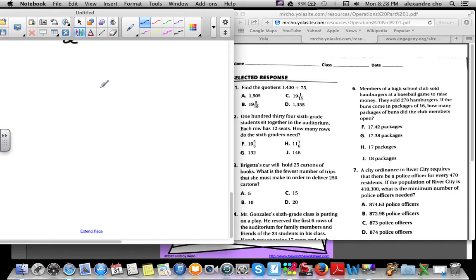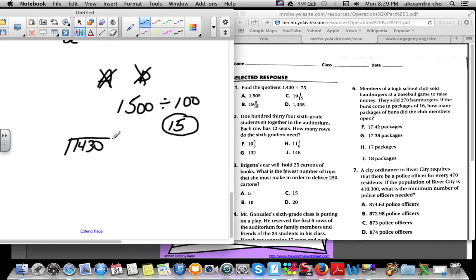Okay, and all right. Let's be smart about this and eliminate letter A and letter D, because there's no way the answer is going to be 1,500. If I were to estimate, I would do 1,500 divided by 100, it's about 15. So I'm looking at a number somewhere around here. I know A is too far away, D is too far away, so it's either going to be B or C. So let's try to do this.